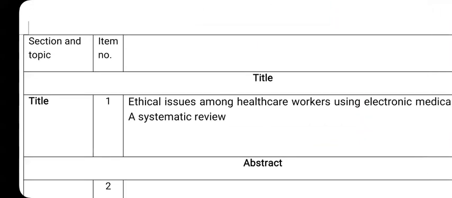Now, I would like to explain each and every point according to Prisma guidelines. The first section and topic in the Prisma checklist is the title.